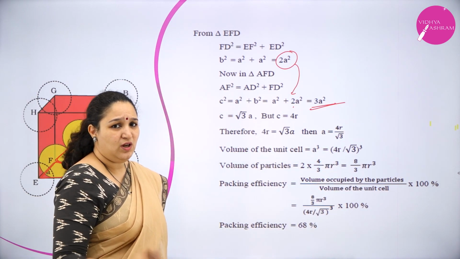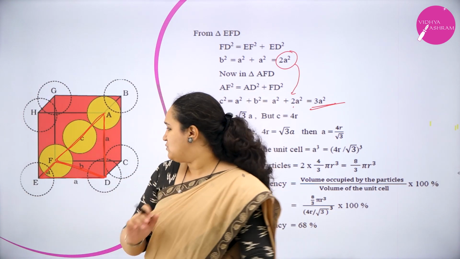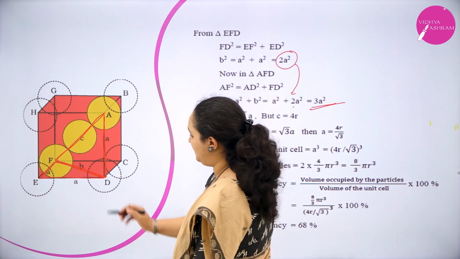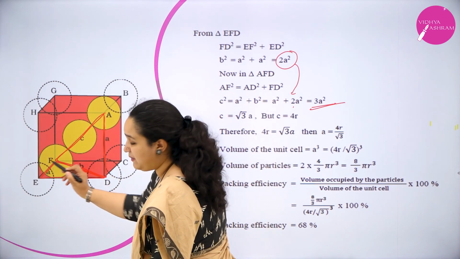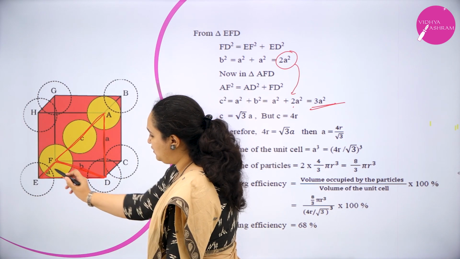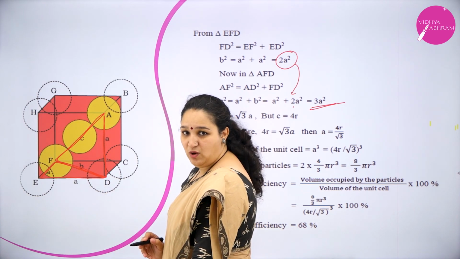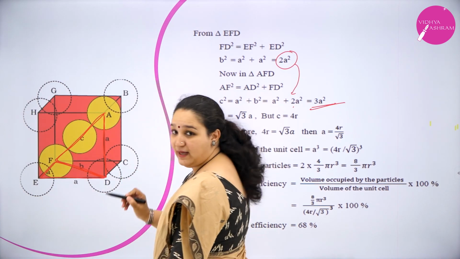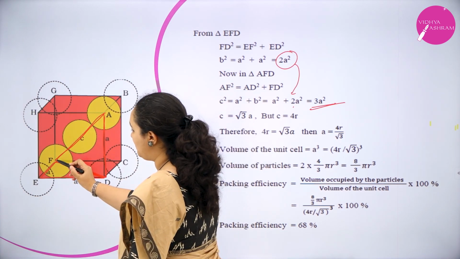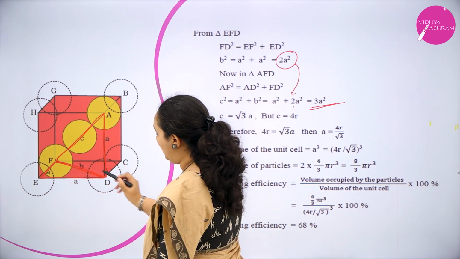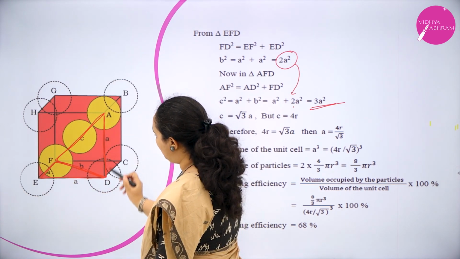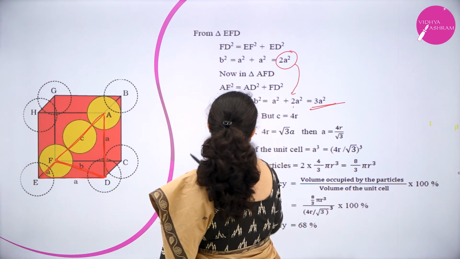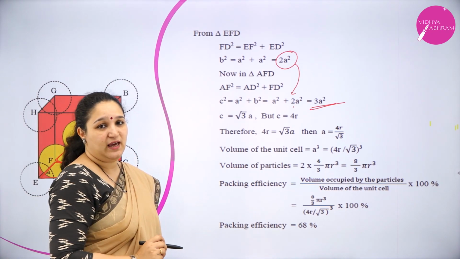I hope you understood. First what are we taking once again? EFD. This particular triangle we will take. That is B square is equal to A square plus A square I will get. So B square is equal to 2A square I will get. Okay. Then we are going to take AFD. This particular triangle you will take. Again same theorem. AF square is equal to AD square plus FD square. So C square is equal to A square plus B square. What is B square? 2A square. That I have substituted and got it as 3A square.